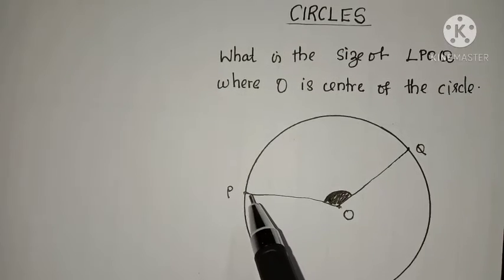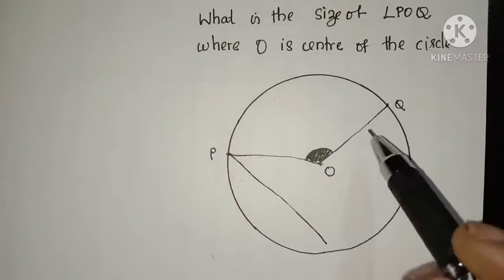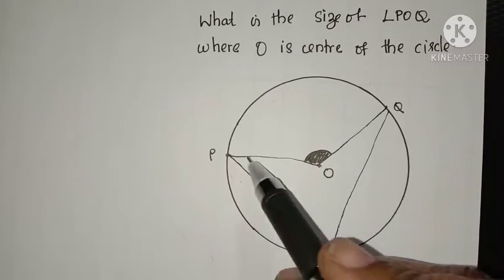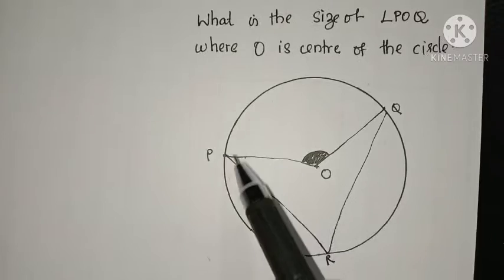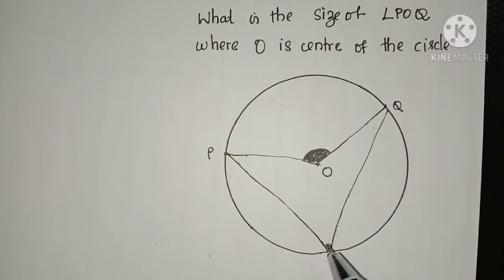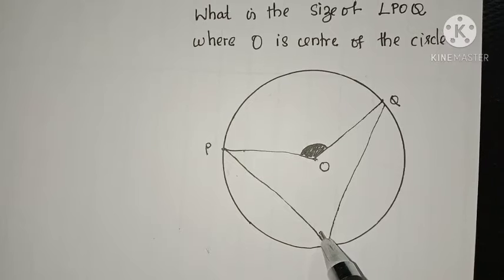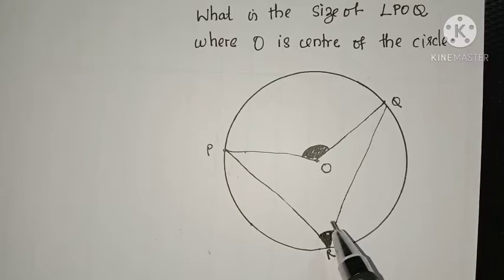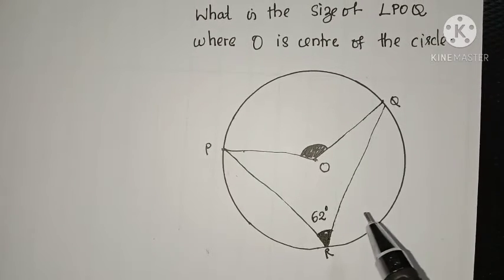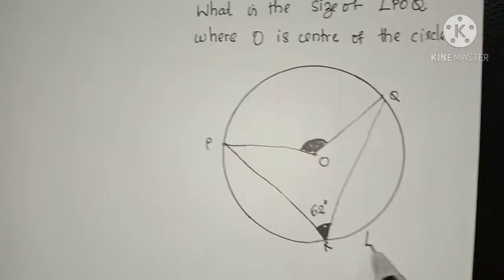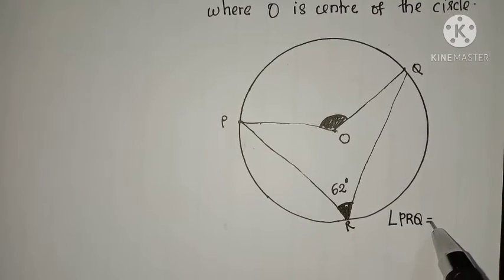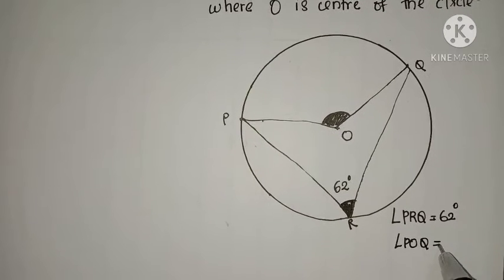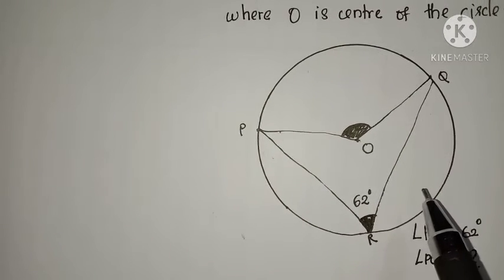POQ. Now in the question it is also given that there is another point R on this circle which makes an angle PRQ, or the arc PQ makes an angle at a point R, that is angle PRQ. This angle is given, angle PRQ is equal to 62 degrees. If angle PRQ is equal to 62 degrees, then our question is, what is the angle POQ? Okay, so we have a theorem.